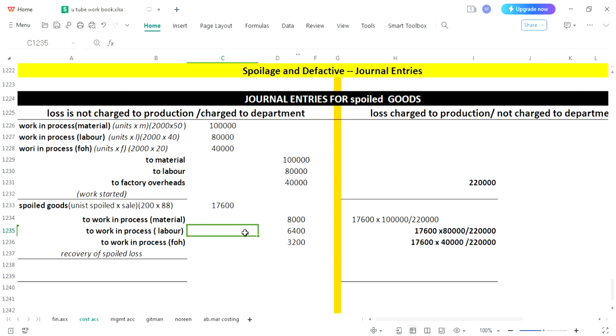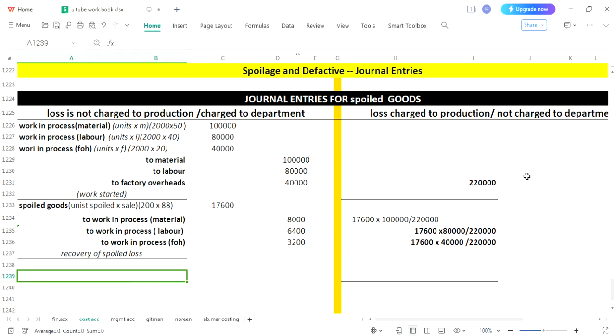Now next part is you will have to verify whether these amounts are correct or not. Method is very simple. If you sum these amounts, sum of these amounts should be equal to 17,600. So you will check it out. 8,000 was first amount, then add 6,400, and then add 3,200. In this way your amount is 17,600. It means it is equal. So we do not need to worry about these amounts. Okay. So calculations have been completed for second entry.